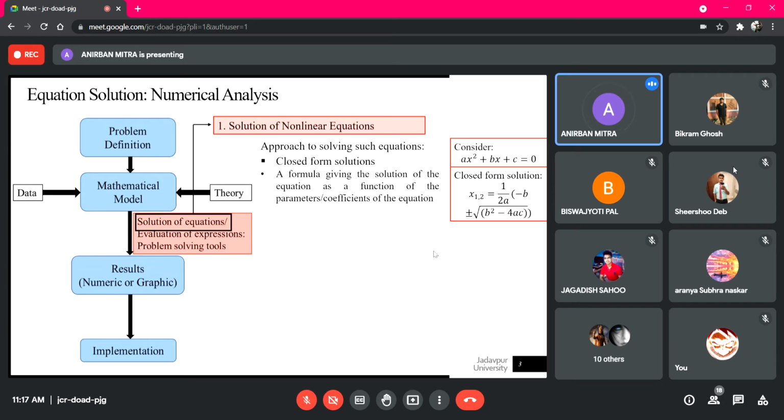Once you have solved this, it is true for all values of the coefficients a, b, and c. Of course, you also need to keep in mind that if a becomes equal to 0, then this closed form expression loses validity, because then there comes a question of division by 0. But in any case, if a becomes equal to 0, it does not remain a quadratic equation at all. So that is not a valid situation to consider.